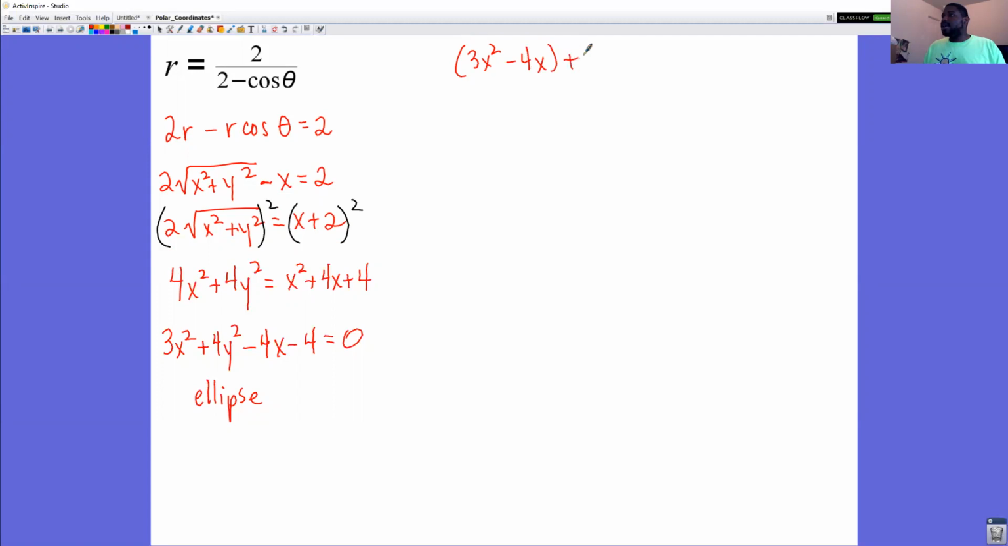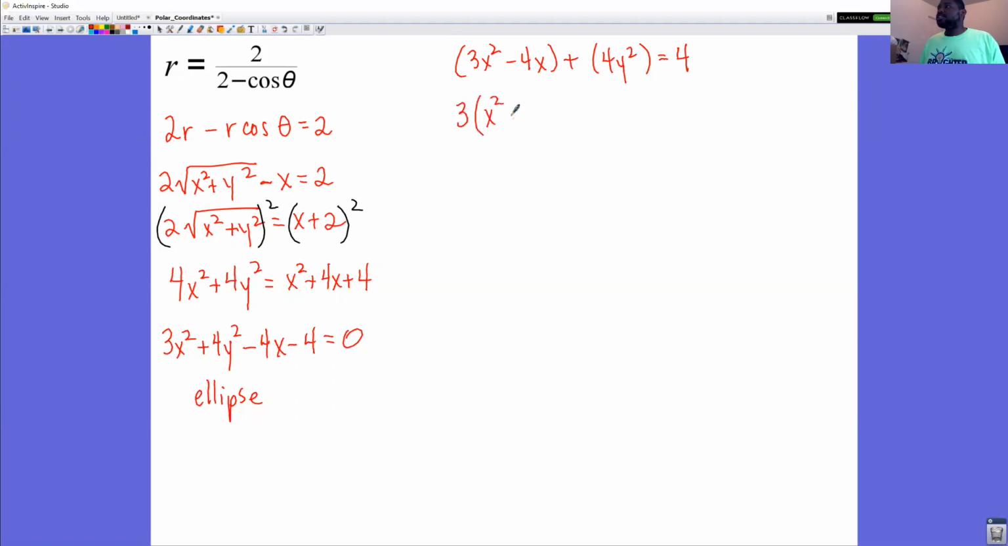And I'm going to group my y terms together. And then I'm going to take my constant, which is -4, and add it to the right side of the equation. That becomes +4. So remember, to complete the square, you need your leading coefficient in each group to be a +1. So here we got to factor out a 3.